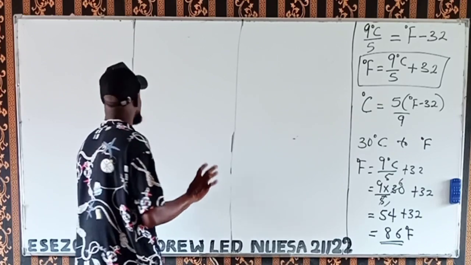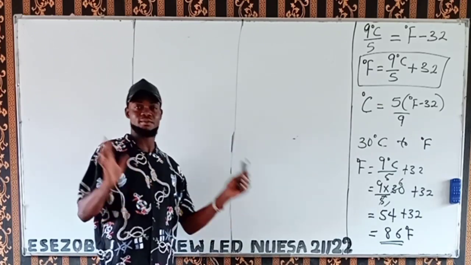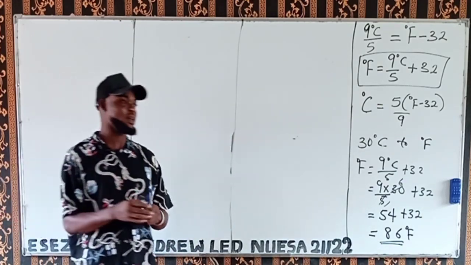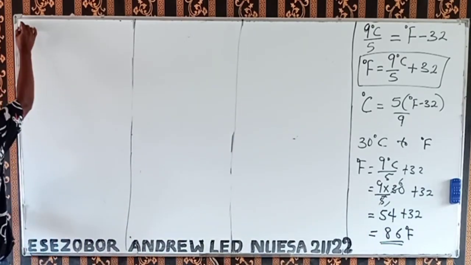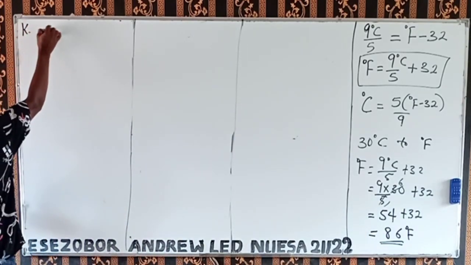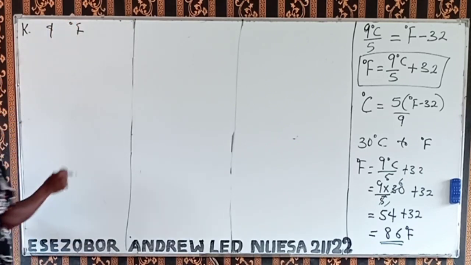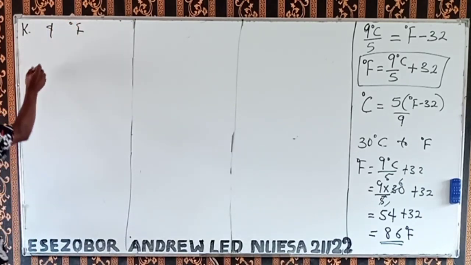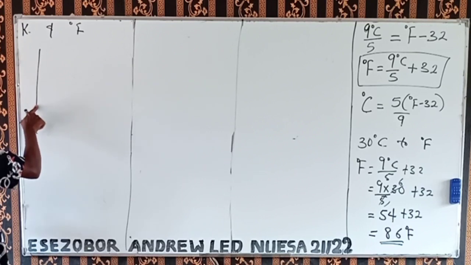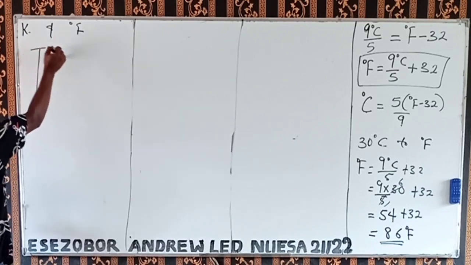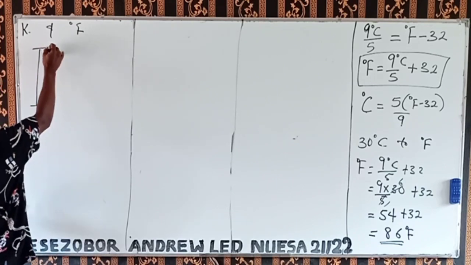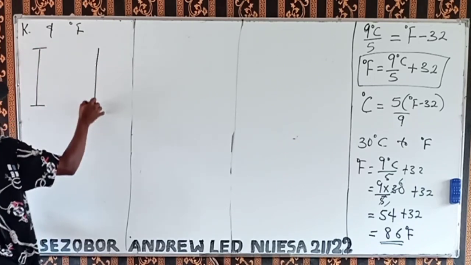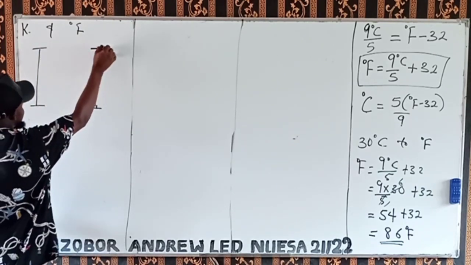Now let's look at how to convert from Kelvin to Fahrenheit and Fahrenheit to Kelvin. So now between Kelvin and degree Fahrenheit. Remember what you do first: draw two scales. One will be in Kelvin, and the other one will be in Fahrenheit.